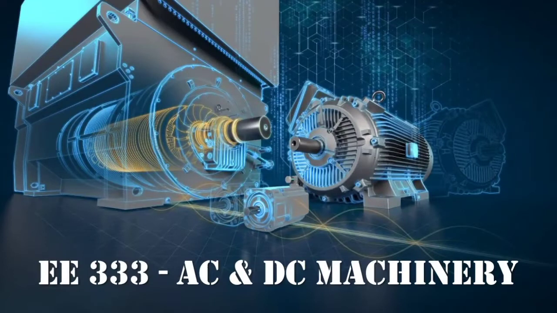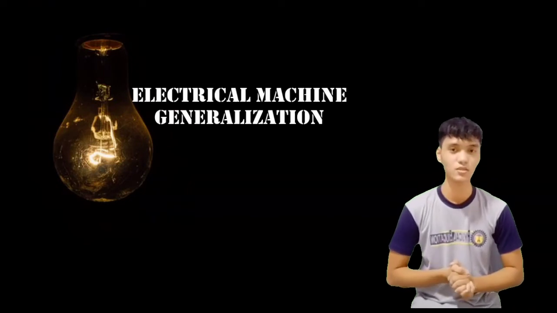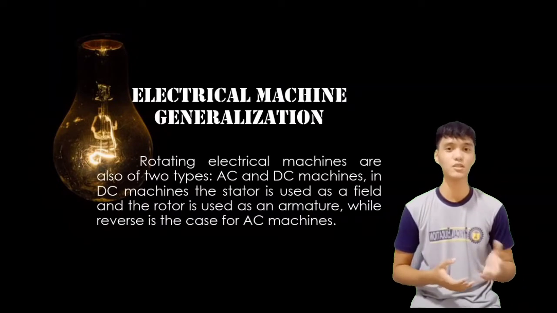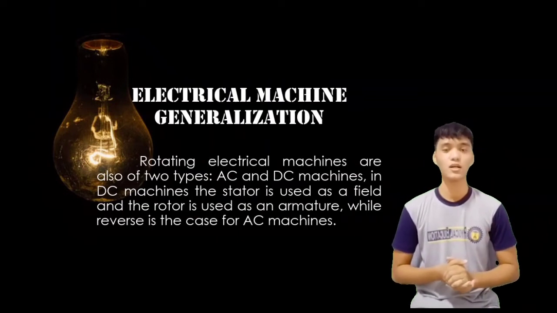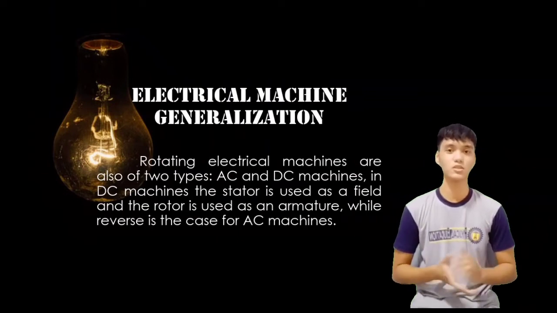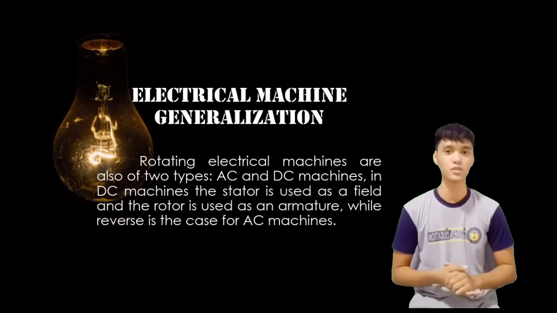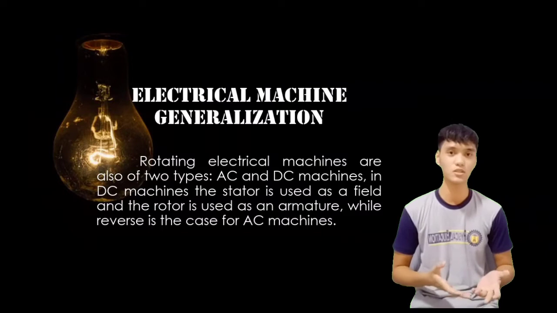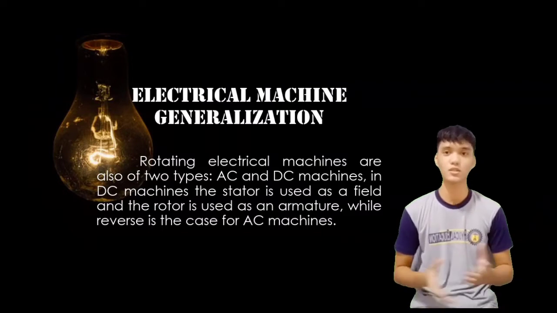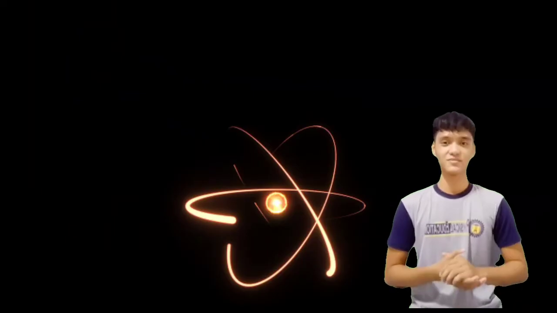First, let's have a quick introduction. Electrical machine generalization. Rotating electrical machines are of two types, AC and DC machines. In DC machines, the stator is used as a field and the rotor is used as an armature, while the reverse is the case in AC machines. Later on, we will further discuss AC machines, DC machines, stator and rotor, and armature and field poles.